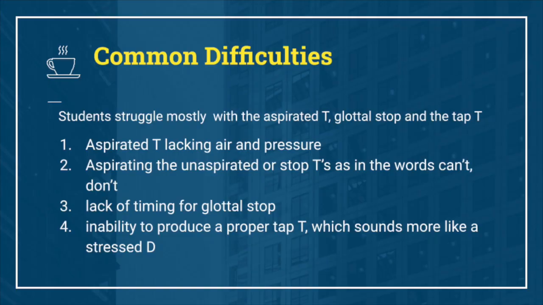So, what are the common difficulties students encounter with the T sound? Students struggle mostly with the aspirated, the glottal, and the tap T. Aspirated T lacking air and pressure, or they could also be aspirating the unaspirated or stop Ts, as in the words can't, don't. So they should rather say can't, don't, but they tend to aspirate the T sound at the end. And another thing is a lack of timing for the glottal stop. So they would rather prolong the vowel.